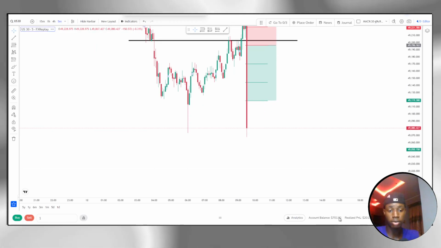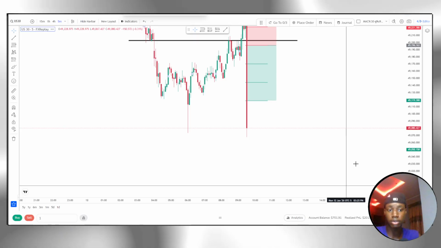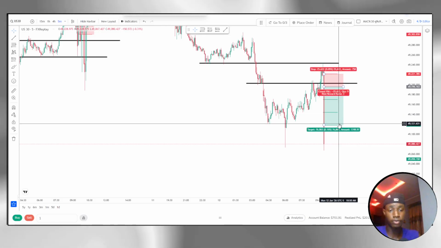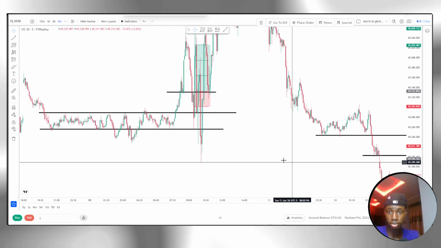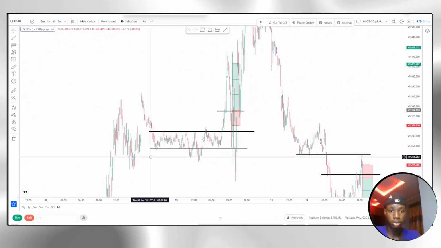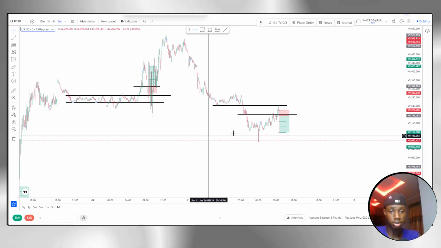So we started this account at $500. Now the account is already at $700, showing you guys that even with the small profit trades I'm taking, I'm still able to make money on the account. So another winning day.